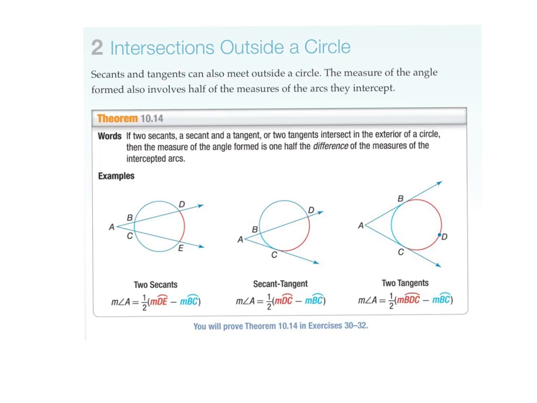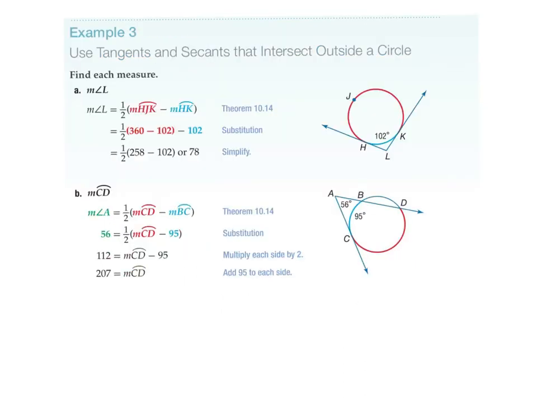Now we've got intersections on the outside of a circle, and as you notice this time, you subtract the smaller arc from the bigger arc and divide by 2. In example 3, part A, they don't tell you what the bigger arc HJK is, but they tell you that HK is 102. So the first thing you've got to do is subtract that from 360 to find that this arc is 258. Now you have your two arcs. You can subtract your two arcs, divide through by 2, and you get 78.